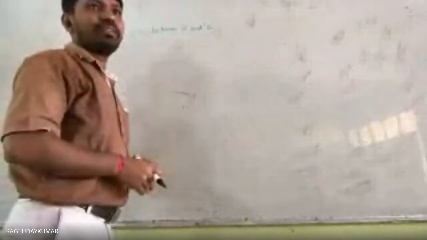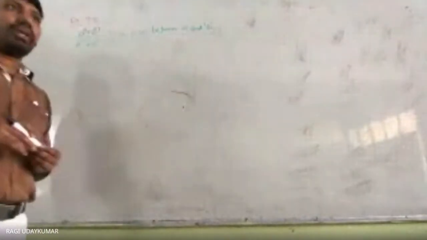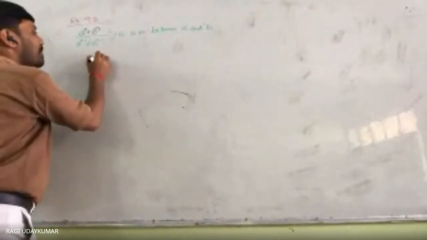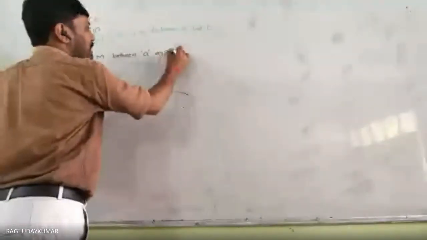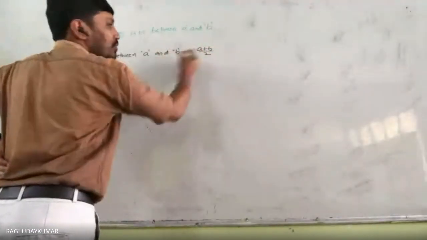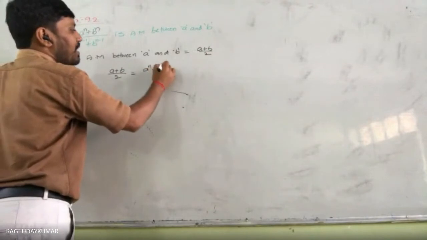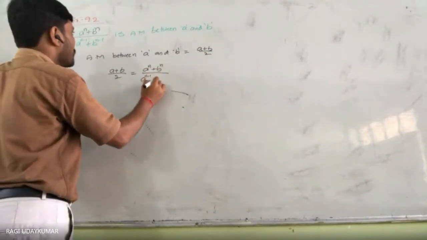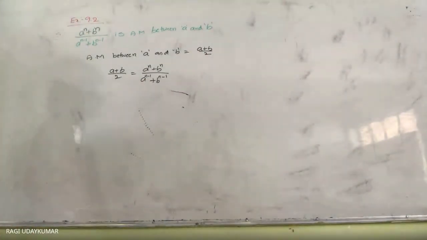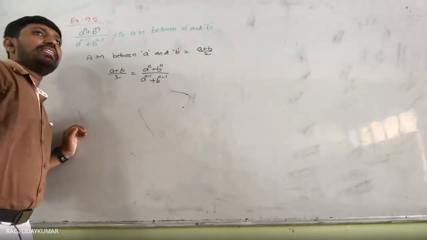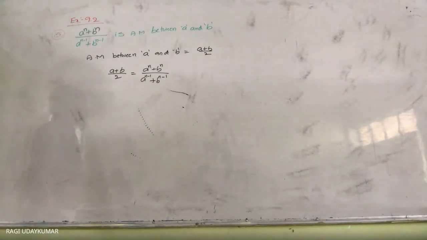Arithmetic mean, if only one number is inserted between a and b, is (a + b)/2. Average, (a + b)/2. So from this you can say that (a + b)/2 is equal to (a^n + b^n)/(a^(n-1) + b^(n-1)). For what value of n are we going to get this? n is equal to what should be taken? n equals 1.